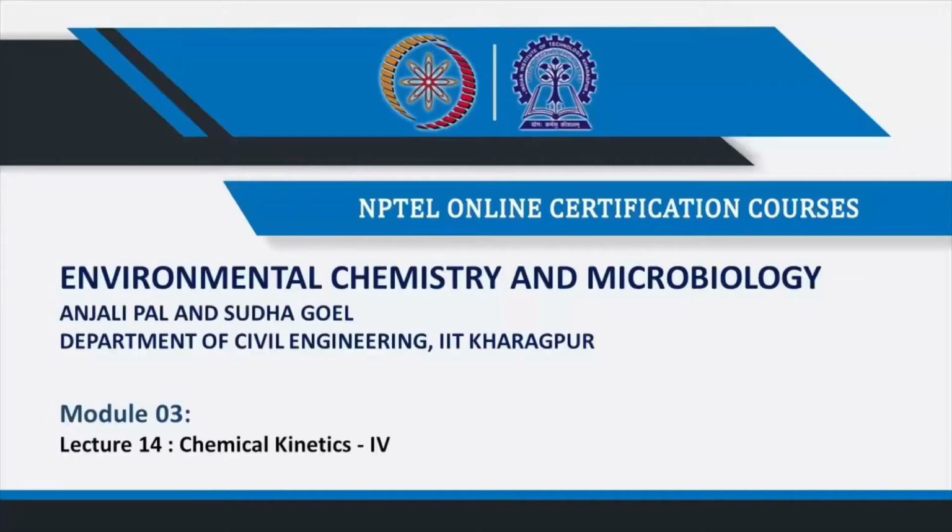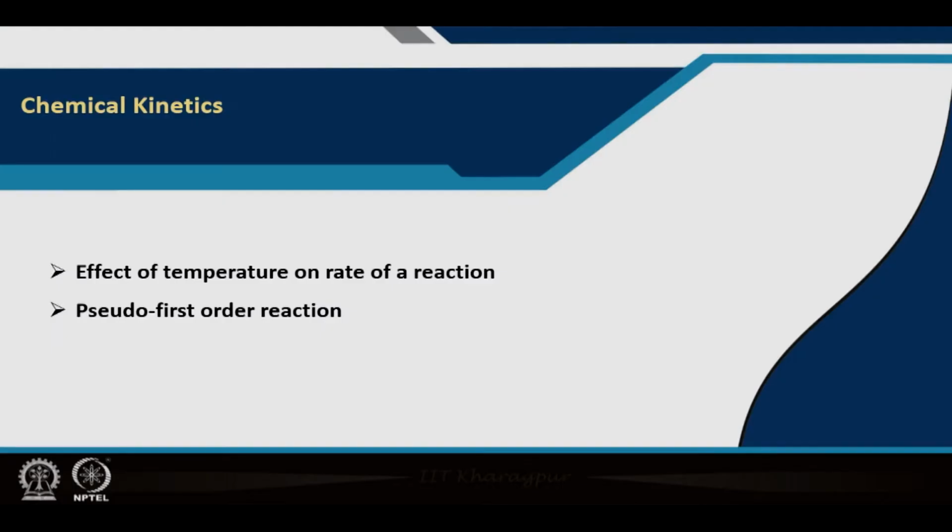I was explaining the chemical kinetics in my previous lectures. This is module 3, and in module 1 I have explained acids, bases and salts. In module 2 I have explained the chemical equilibrium, and this is my 14th lecture, which will discuss the chemical kinetics. Now, in this lecture I will tell about the effect of temperature on the rate of a reaction and pseudo first order reaction.